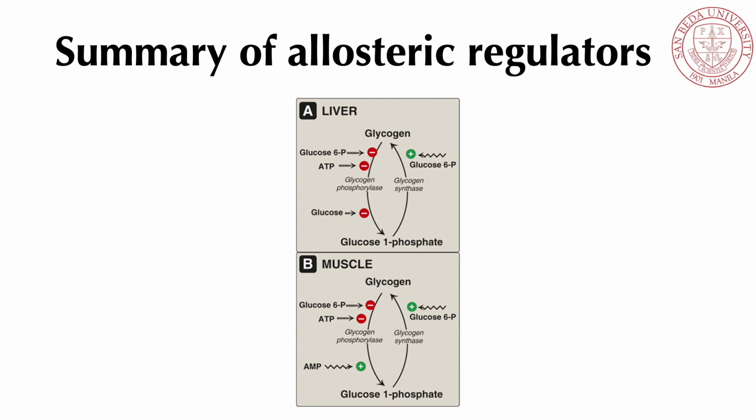Now, let me end this section on regulation by showing you a graphic summary of the allosteric regulators of the two main enzymes in glycogen metabolism, glycogen phosphorylase and glycogen synthase, in both the liver and skeletal muscle. What is not included here is glycogen as a strong feedback inhibitor of muscle glycogen synthase.